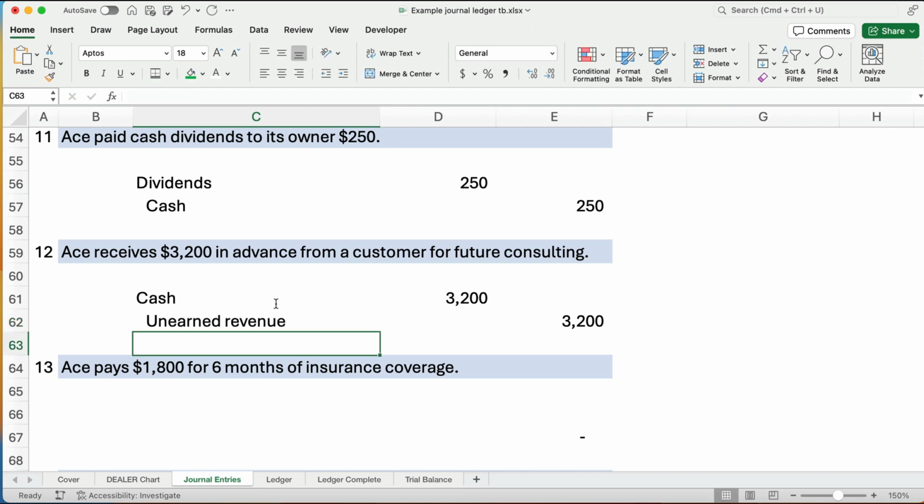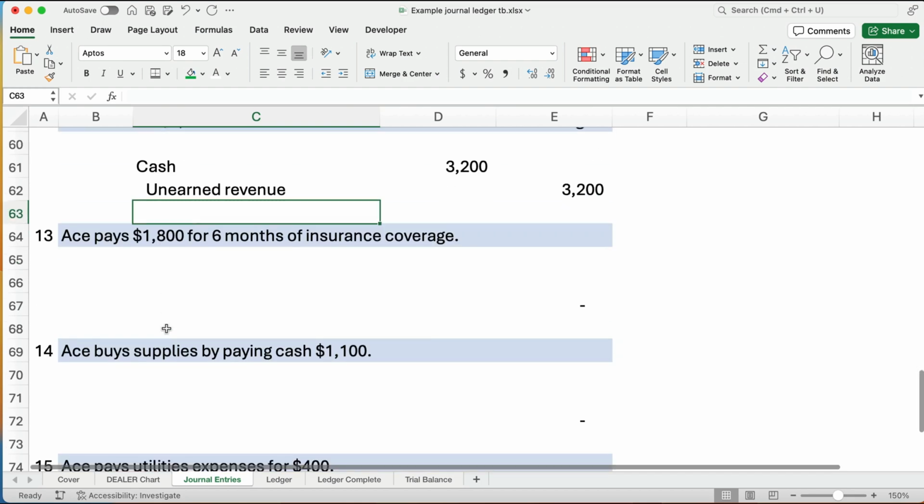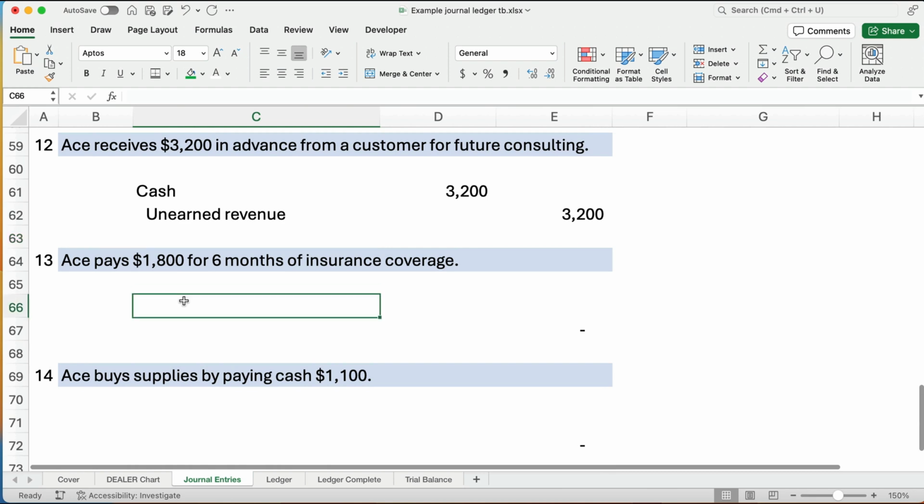What is unearned revenue? Well, revenue, you have to earn it. Unearned revenue, we owe them that service or we owe them that money back. So this is actually a liability. So unearned revenue is a liability. So cash goes up, it's an asset. Unearned revenue goes up, it's a liability. We owe them that service or that money back.